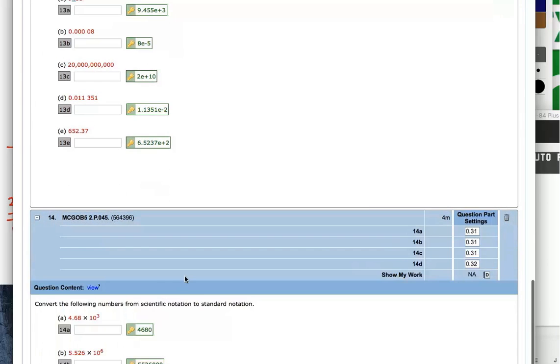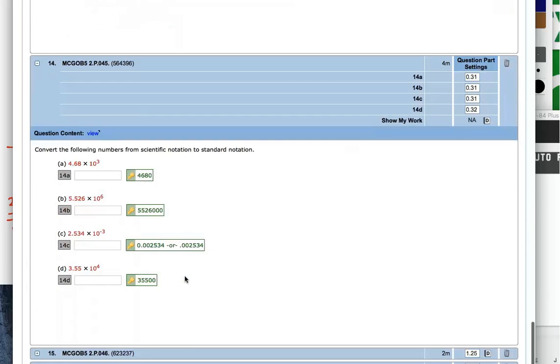What else do we have here? Convert the following from scientific to standard notation. Similar stuff. You say 4.68 times 10 to the third. You go 1, 2, 3 over. And same thing here, you scoot over. And this one gives you a couple options here because you don't necessarily have to put a 0 to the left of the decimal, but I like it when you do. And what else do we got here?